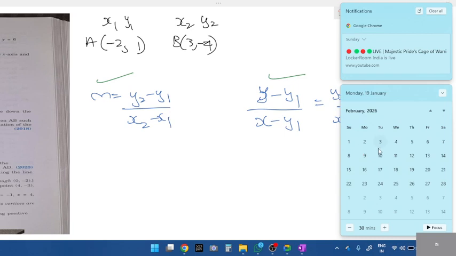Feb first week. When is your final exam starting? Feb 15th, right? 17th. Fine. So volume will take 1 week, students. Entire Feb first week: volume and test papers.